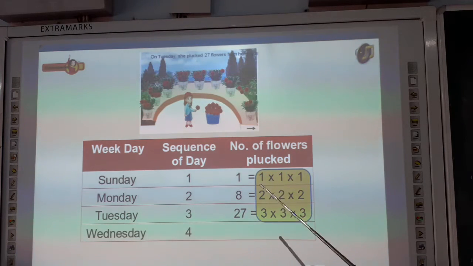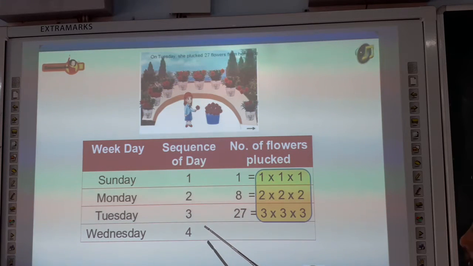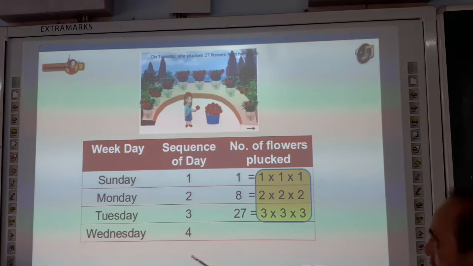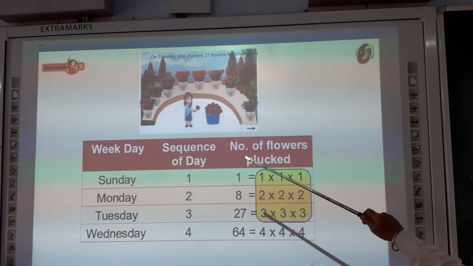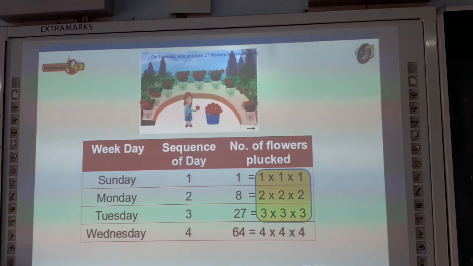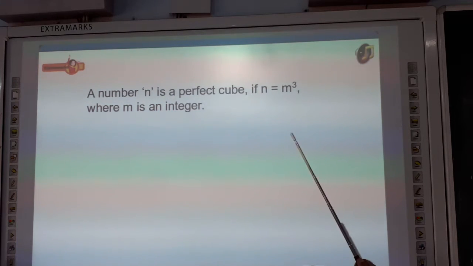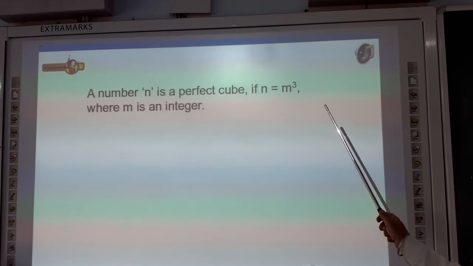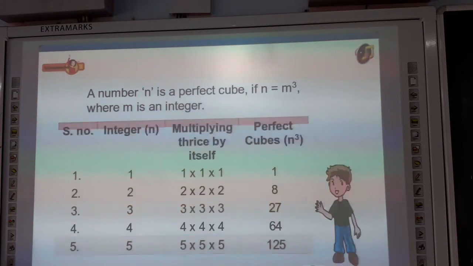The weekday sequence that was already given, that is cubes. Now, how many flowers will she pluck on Wednesday? That will be cube of 4, which is 64. That means we can find out the answer for other days also if she is plucking the flowers in the same pattern of cubing. A number n is a perfect cube if n is equal to m power 3, where m is an integer.